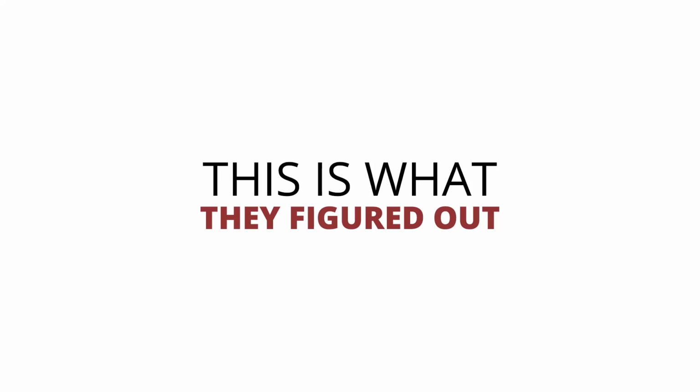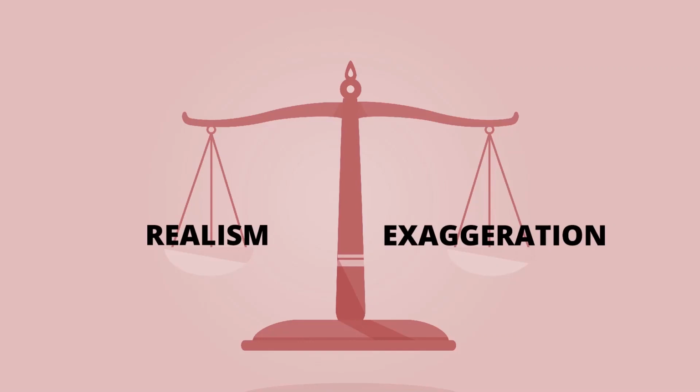So where was the balance? When they did something real, he asked for exaggeration. But when they delivered exaggerated animations, he asked for something real. So this is what they figured out. You have to keep the animation as real as possible, but you have to exaggerate it at the same time. I'm talking about a balance here. And this was the key.